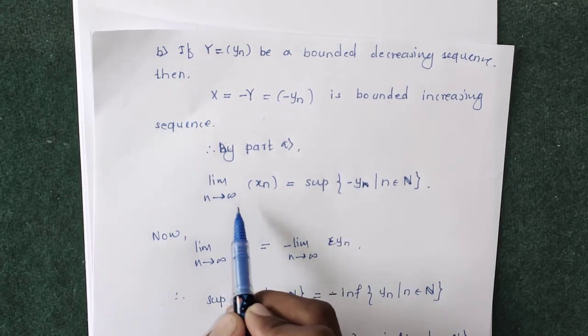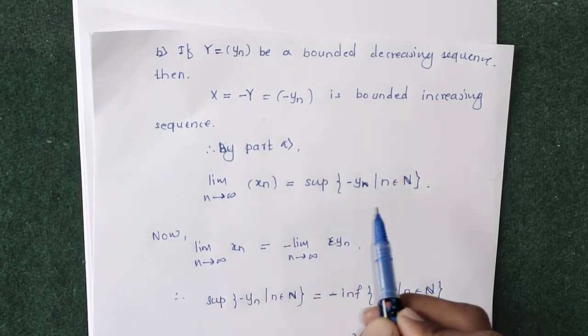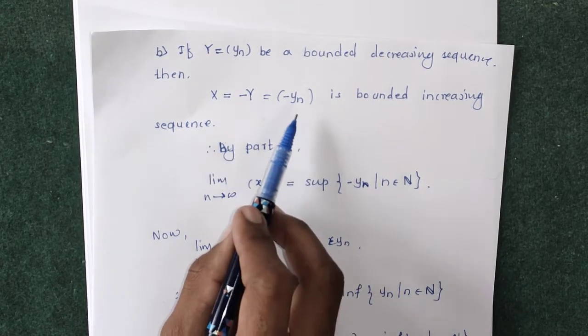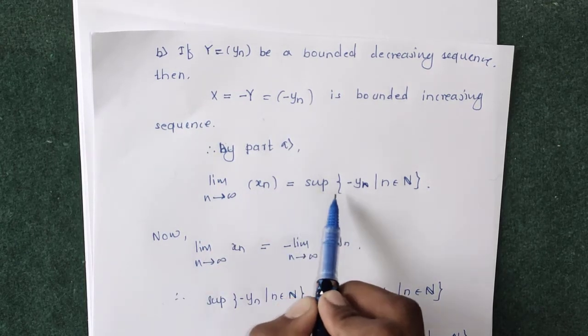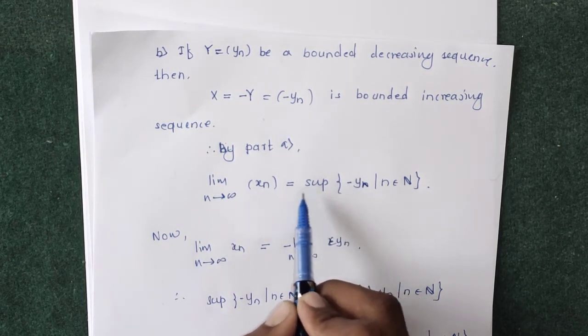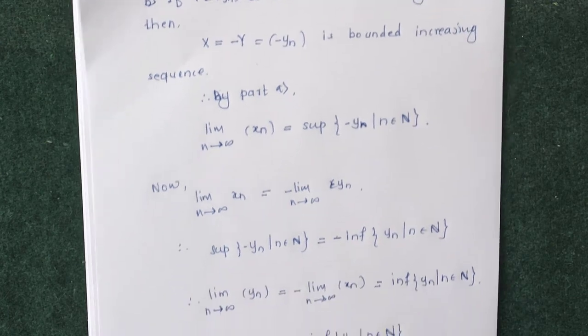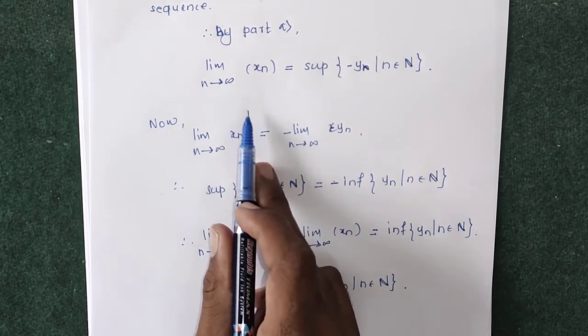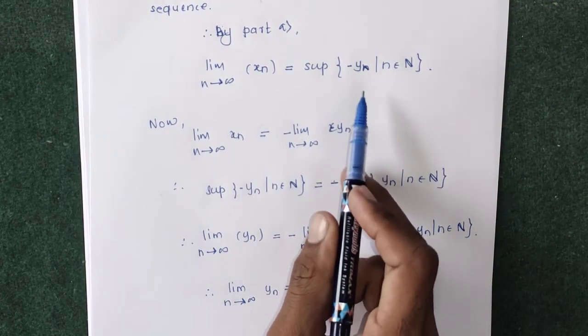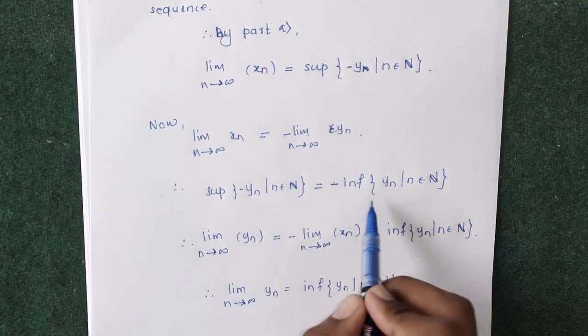Now, limit n tends to infinity, xn converges to the supremum of minus of yn. Xn is minus of yn, so its supremum, but the supremum of minus yn is minus of the infimum of yn. So we can write limit n tends to infinity xn is equal to minus of limit n tends to infinity yn, and the supremum is equal to minus infimum.